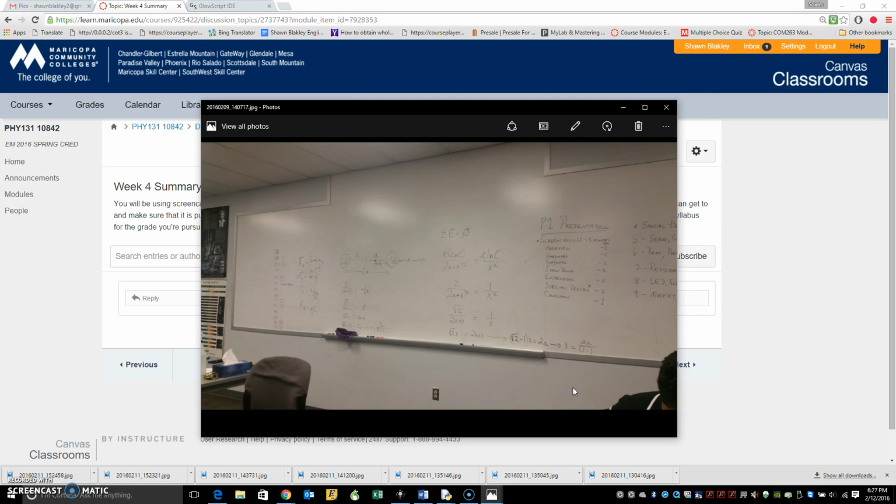Okay, so next, this is a picture of the board where David has derived an equation that allowed us to calculate the distance between two charges. And then on the left side of the board, we were asked to solve for that value of x right here using the equation that we derived.